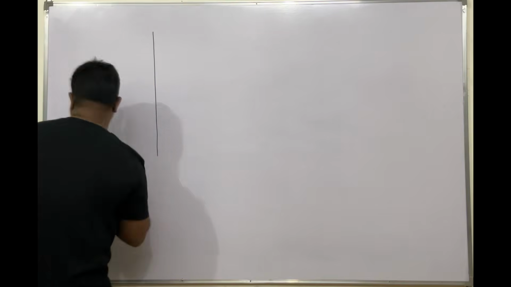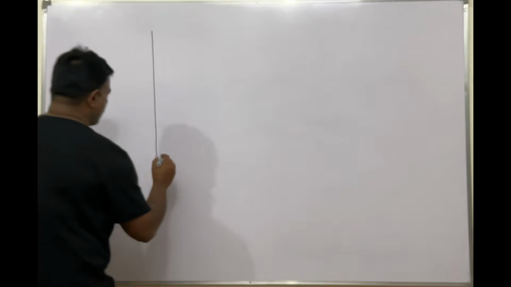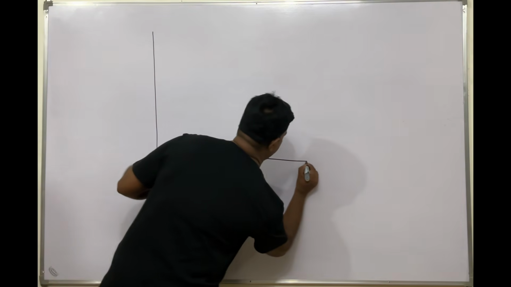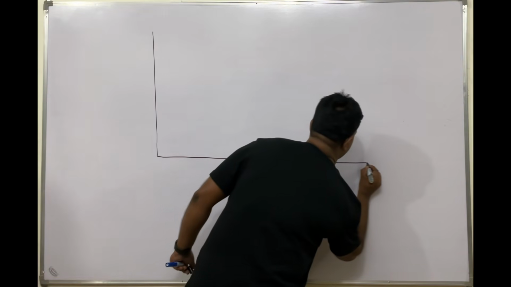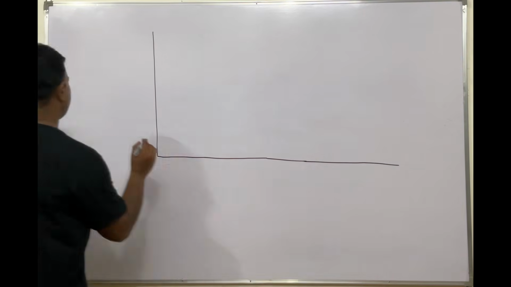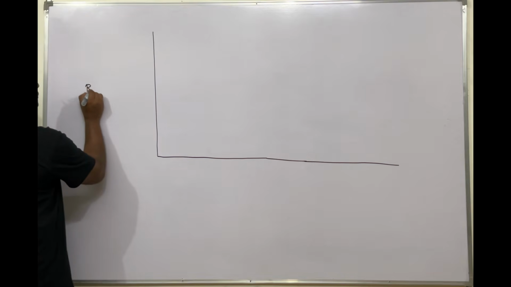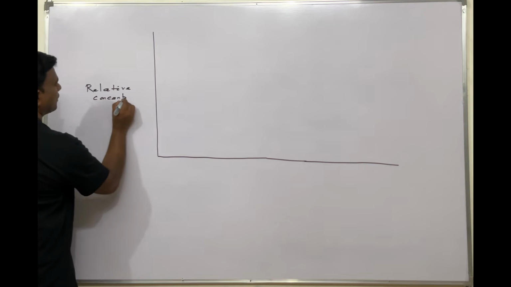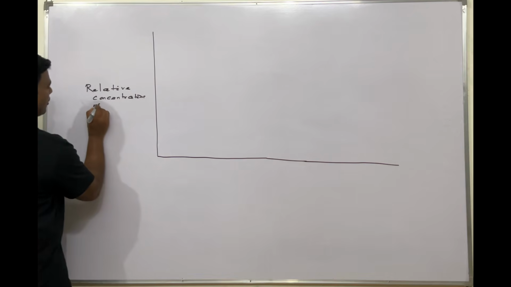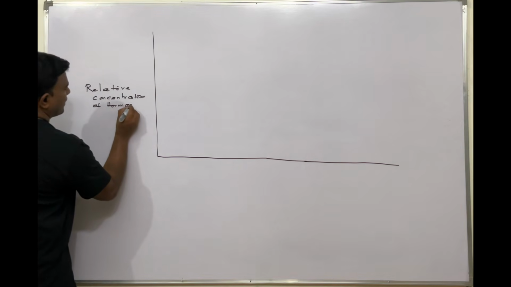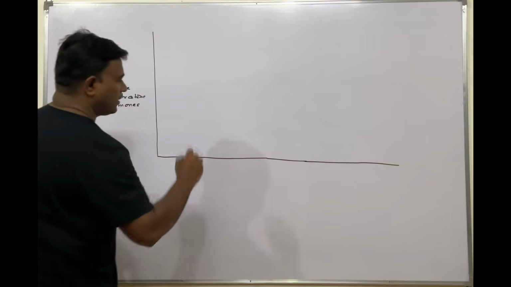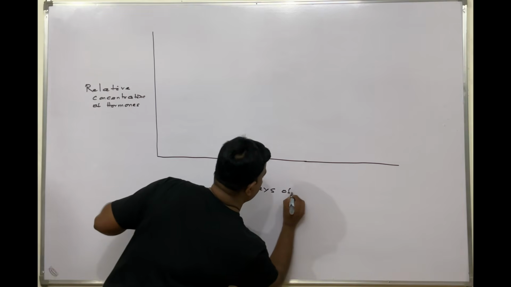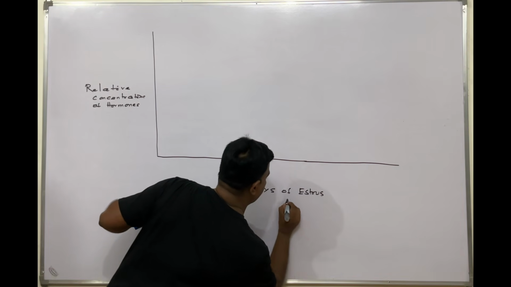This is showing two axes. One is the concentration of hormones and second is the days of the estrous cycle. This axis shows the relative concentrations or levels of hormones, meaning how this is increasing or decreasing, and this is the days of the estrous cycle.